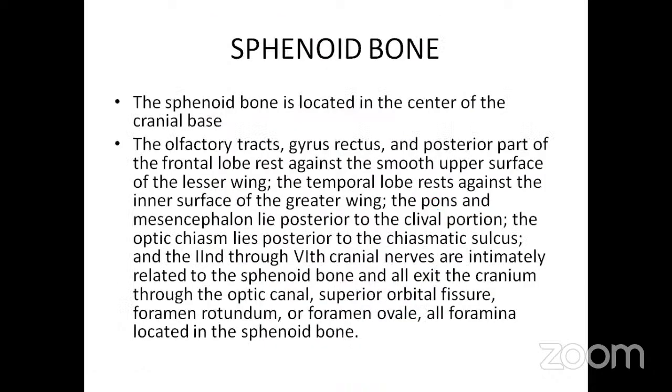Moving forward to the sphenoid bone. The sphenoid bone is the main bone that makes up the sella. It's located in the center of the cranial base. The olfactory tracts, gyrus rectus, and posterior part of the frontal lobe rest against the smooth upper surface of the lesser wing, and the temporal lobe rests against the inner surface of the greater wing. The pons and mesencephalon lie posterior to the clival portion, the optic chiasm lies posterior to the chiasmatic sulcus, and the second to sixth nerves are intimately related to the sphenoid, and they all exit the cranium via different fissures present in the sphenoid bone.